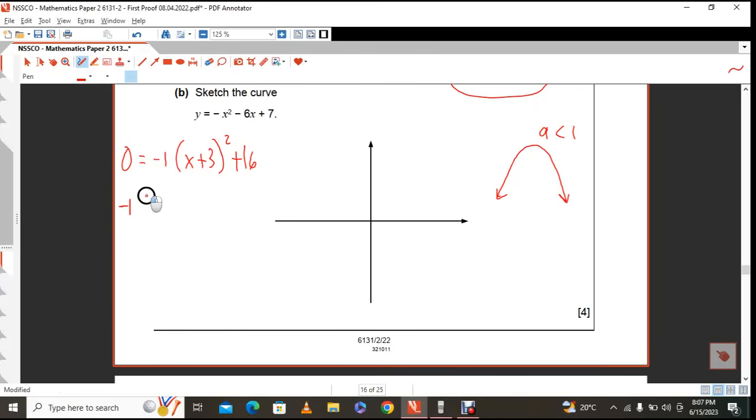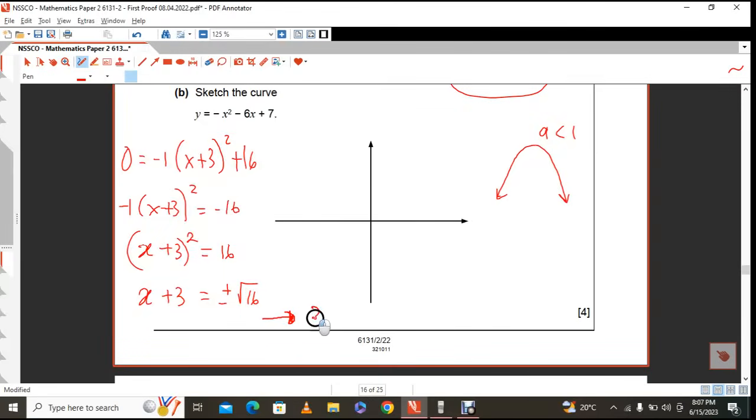So this is now negative 1 times x plus 3 all squared equal to negative 16. If I take the negative 1 over the equal sign, I have x plus 3 all squared equals 16. I get rid of that square by taking the square root, taking the positive and the negative square root of 16. So this gives me two solutions: x plus 3 equals 4, or x plus 3 equals negative 4. Solving, x is equal to 1, or x is equal to negative 7. So wherever negative 7 and 1 are, that's where it's going to cut the x-axis. This one here, the 7, is where it's going to cross the y-axis, the y-intercept.